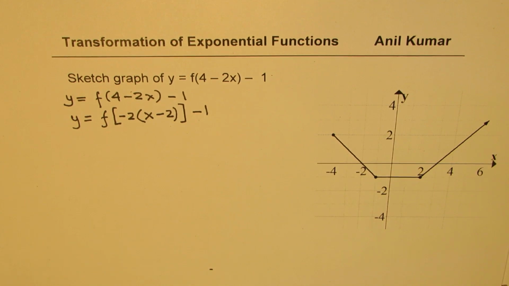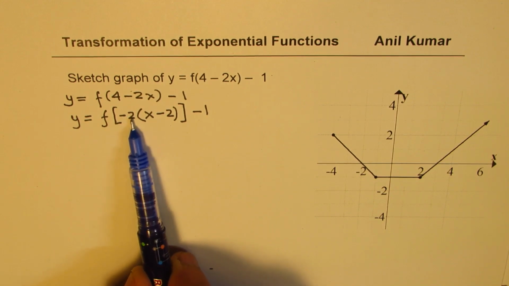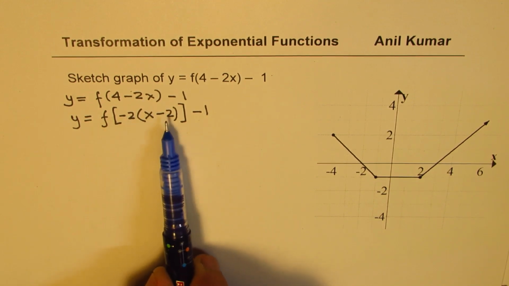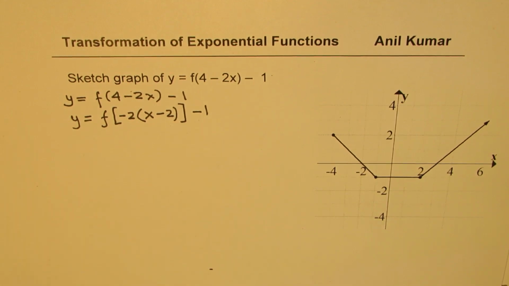Now once you have the transformation, it really means what? This minus indicates reflection on the y-axis, horizontally compressed by a factor of half, 2 units to the right, 1 unit down. That is the transformation. Is that okay?